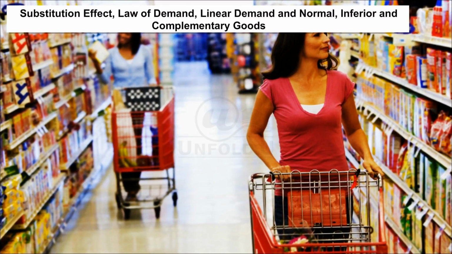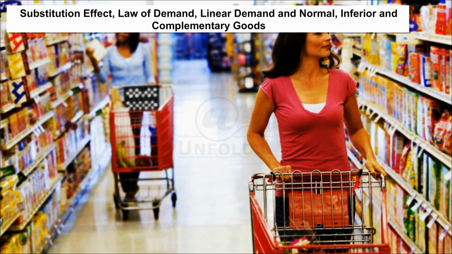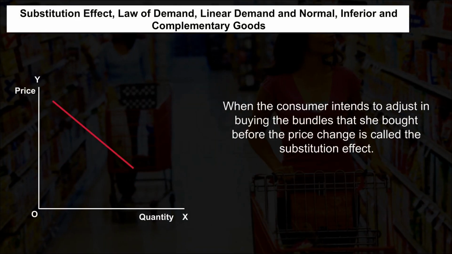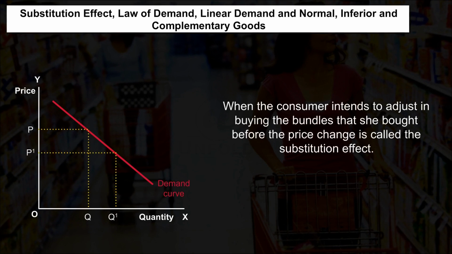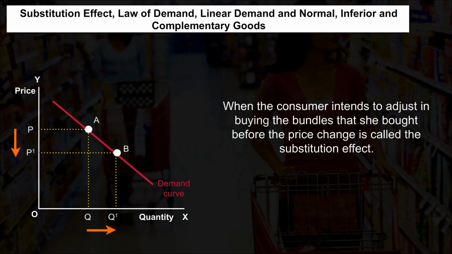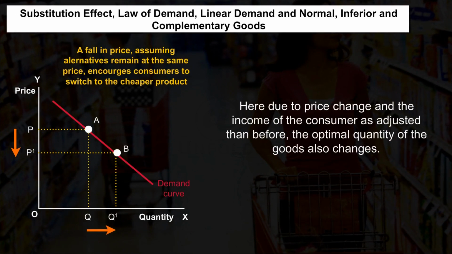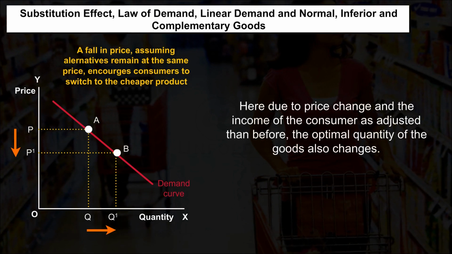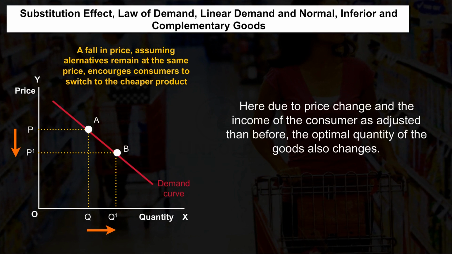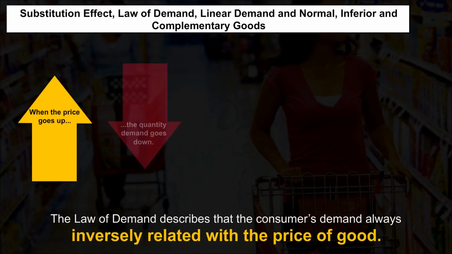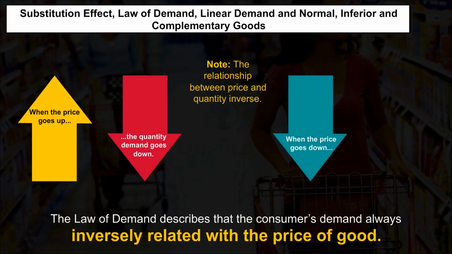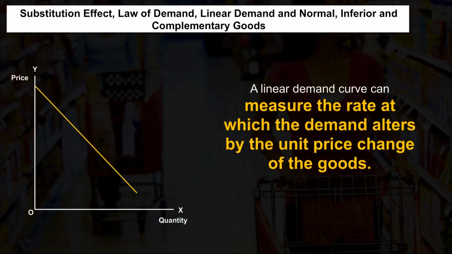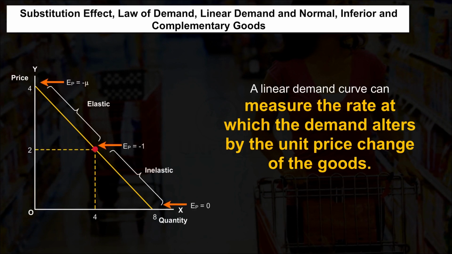Substitution effect, law of demand, linear demand and normal, inferior and complementary goods. When the consumer adjusts the bundle that she bought before the price change, it is called the substitution effect. Here, due to the price change and the adjusted income of the consumer, the optimal quantity of the goods also changes. The law of demand describes that the consumer's demand is always inversely related to the price of the good. A linear demand curve can measure the rate at which the demand alters per unit price change of the good.